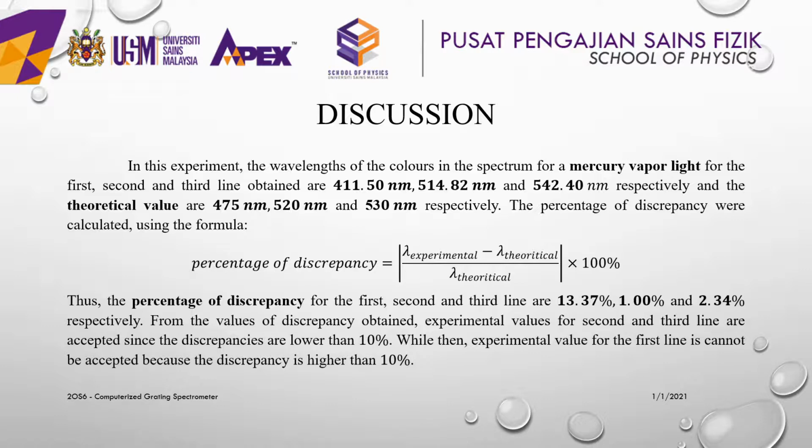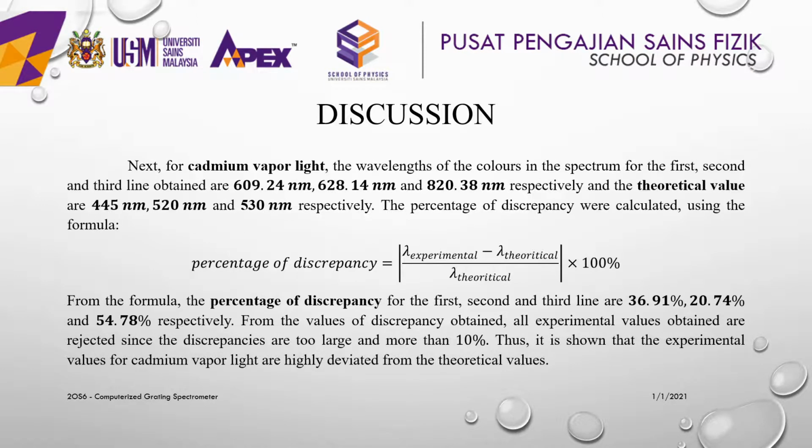The percentage of discrepancy was calculated, and the discrepancy obtained for the first, second, and third line are 13.37%, 1%, and 2.34%. From the values of discrepancy obtained, experimental values for the second and third line are accepted since the discrepancies are lower than 10%, while the experimental value for the first line is rejected because the discrepancy is higher than 10%.